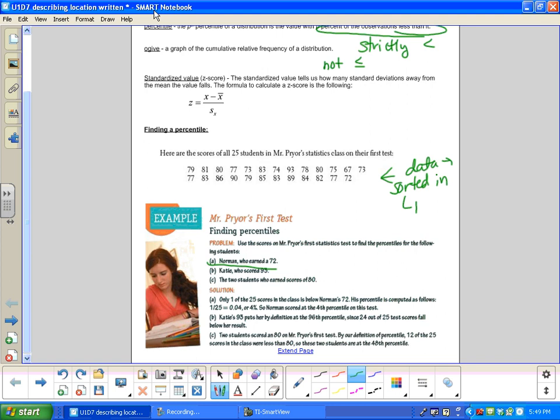Then the 80th percentile, that's two students who scored 80. We want to find all the students who scored less than an 80. And there are 12 of those if you go back and look at your list. And you'll see that that's the 48th percentile, 12 divided by 25. So that's pretty simple. Count the number of scores lower than that and you found the percentile.